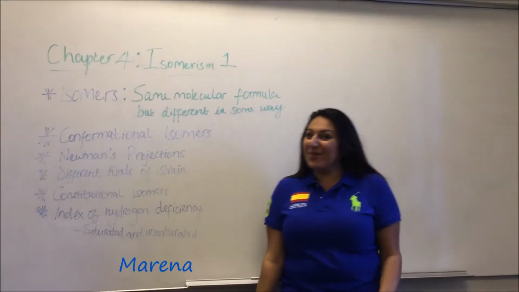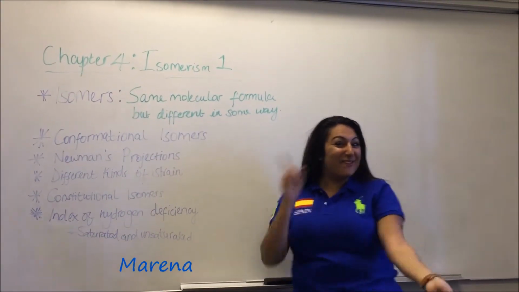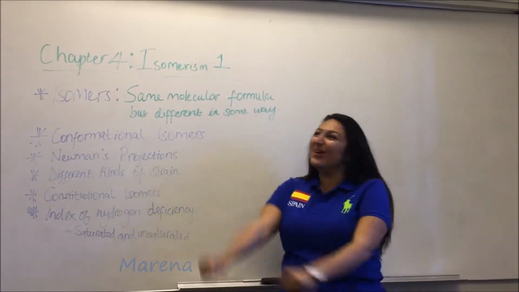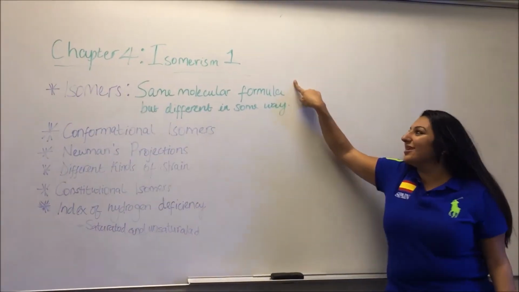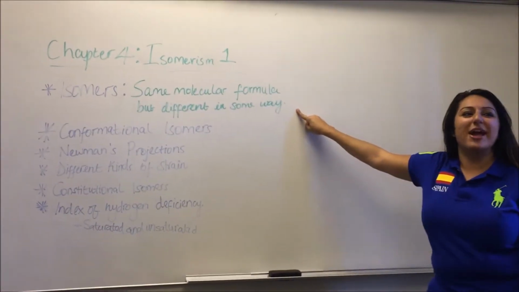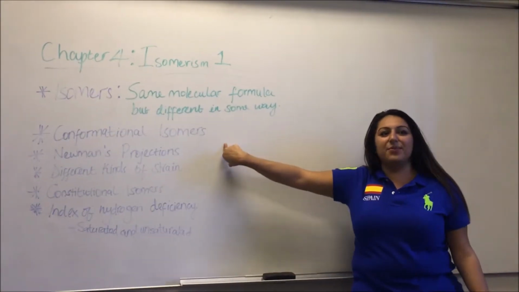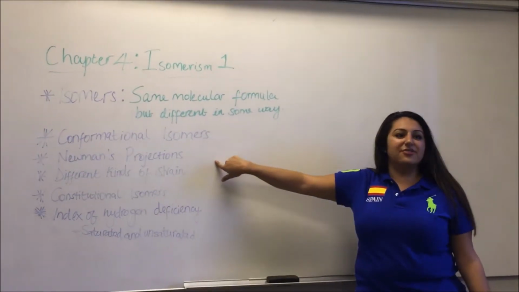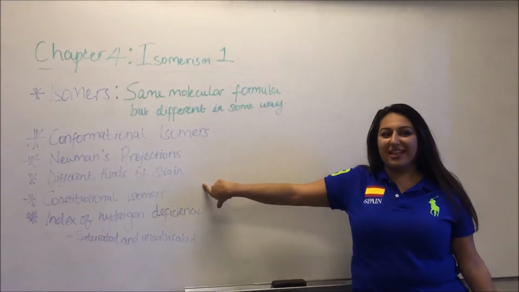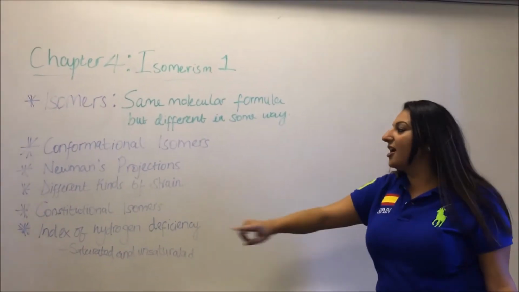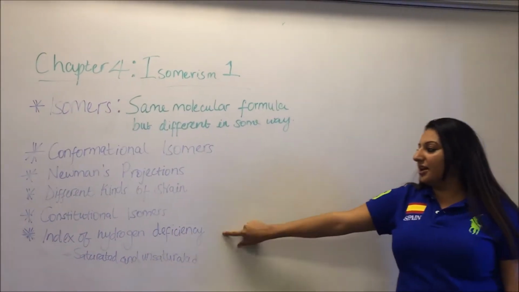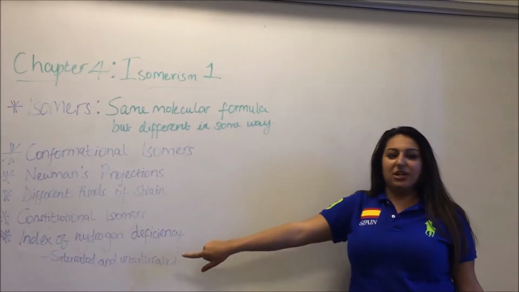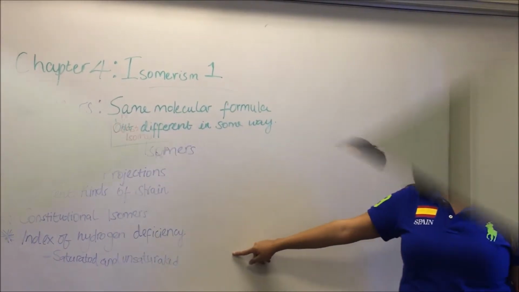Talking about chapter 4, Isomerism 1. Let's get rolling. Isomers: same molecular formula but different in some way. Conformational isomers can be presented in Newman's projection. Different kinds of strains on isomers affect the heat of combustion of isomers. Constitutional isomers, the index of hydrogen deficiency, saturated and unsaturated, and fats and oils.